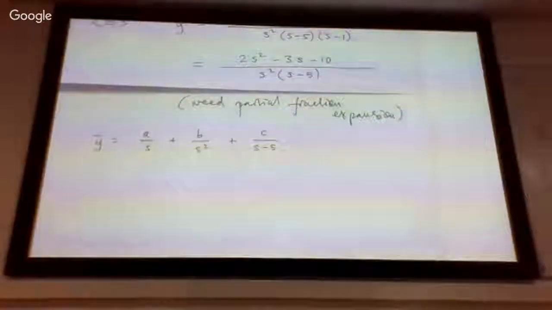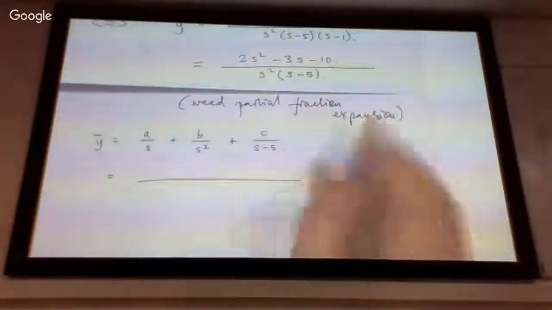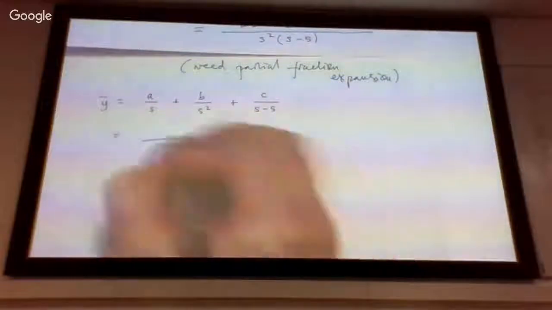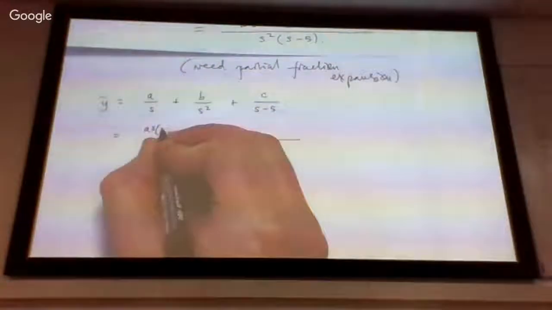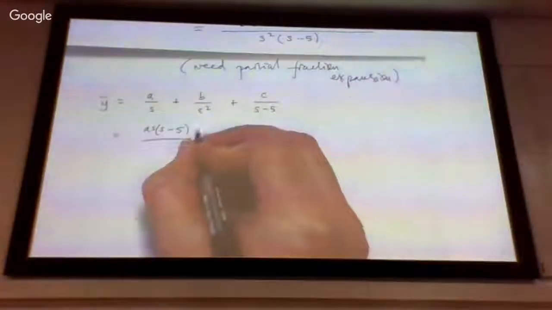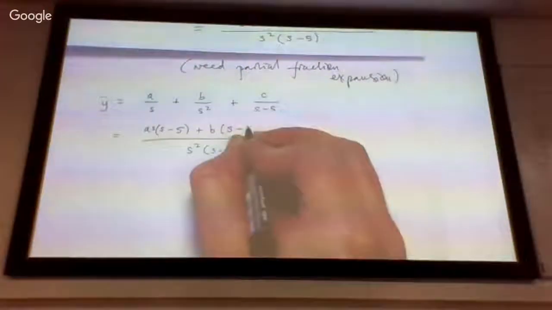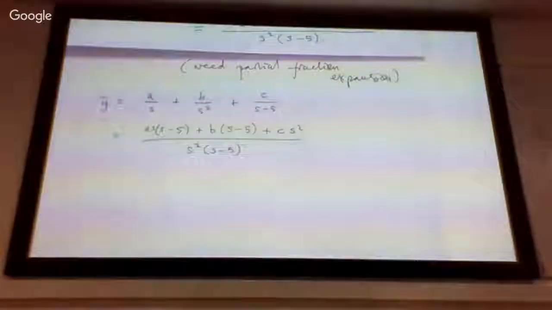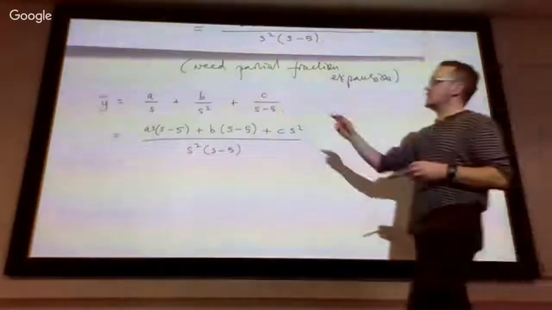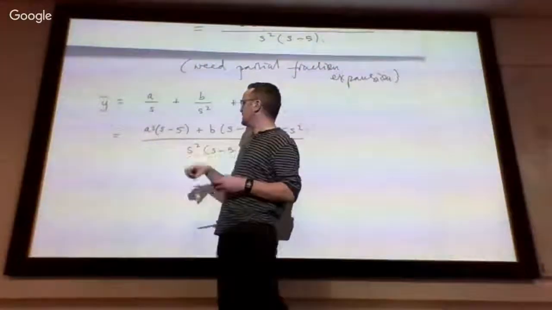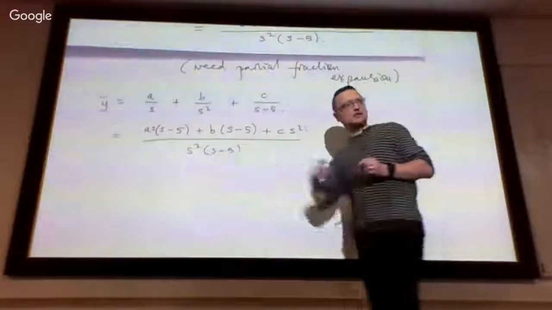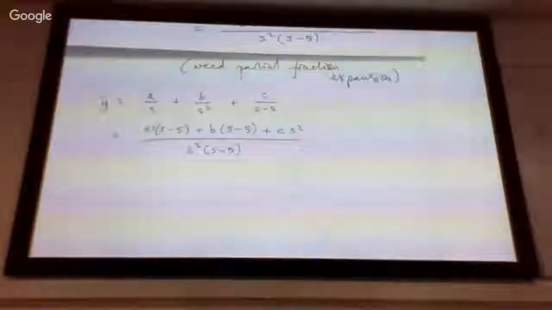Yeah, I could go quickly through it. s squared times s minus 5. So the A is going to multiply s times s minus 5. B is going to multiply s minus 5. And the C is going to multiply s squared. Agreed? When I wrote it first, I forgot the s. So it's A times s minus 5, because you've got to get that to the denominator s squared times s minus 5.